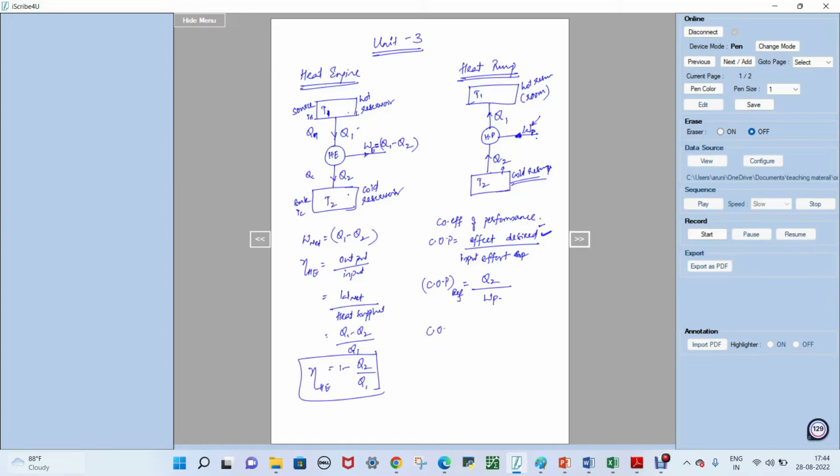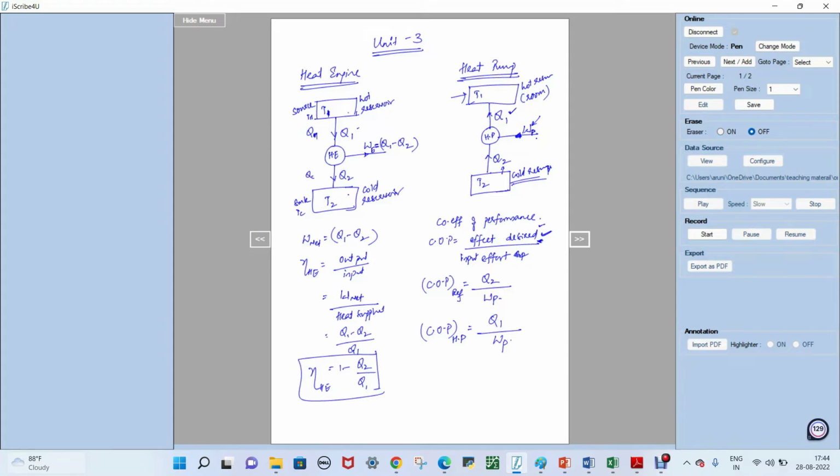Similarly, next we have the COP of a heat pump. Heat pumps are used to heat a room in cold countries; the room is our hot reservoir. In this case, the effect desired is Q1, the amount of heat supplied into the room. So that will be Q1, and the input is always WP. So these are the things you should remember.